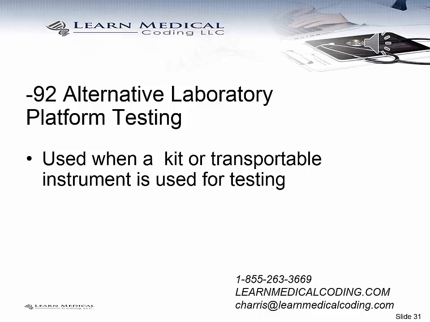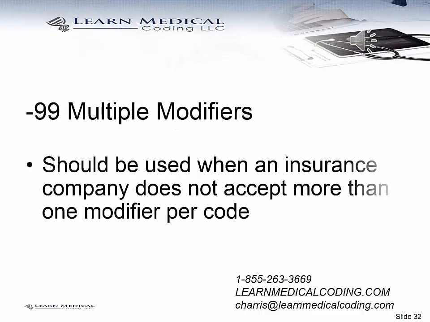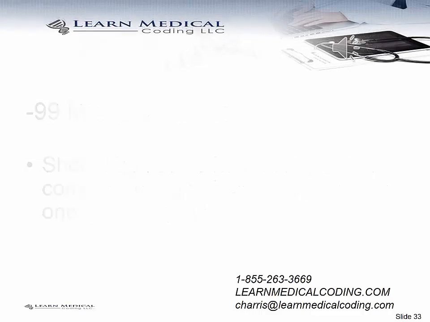Modifier 92, alternative laboratory platform testing, is done when a kit or a transportable instrument is used for testing. An example of this would be code 86701, which is an HIV test kit. Modifier 99, multiple modifiers, is used when the service that was performed requires more than one modifier, but the particular insurance company or payer does not accept more than one modifier for each code.